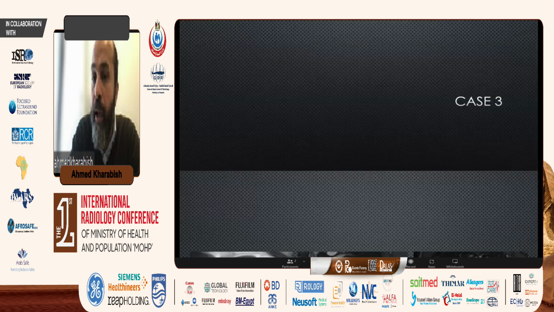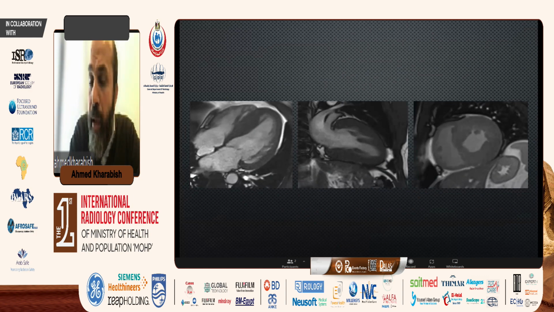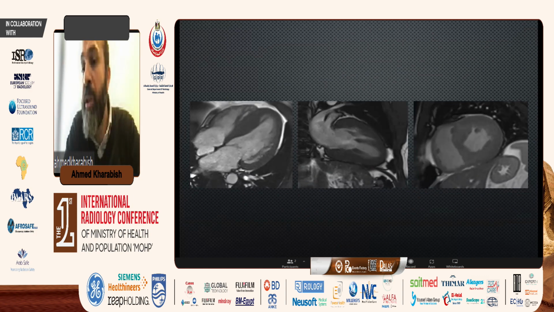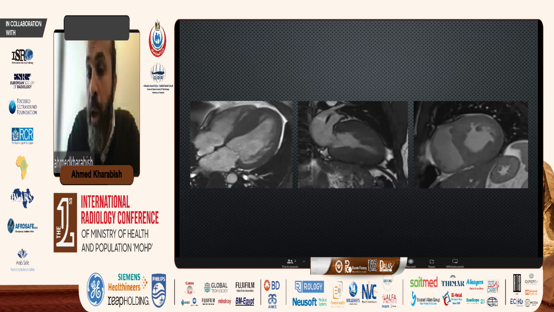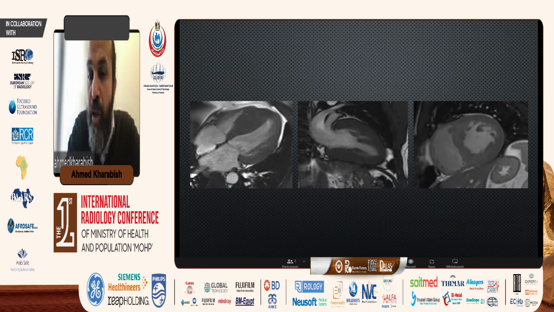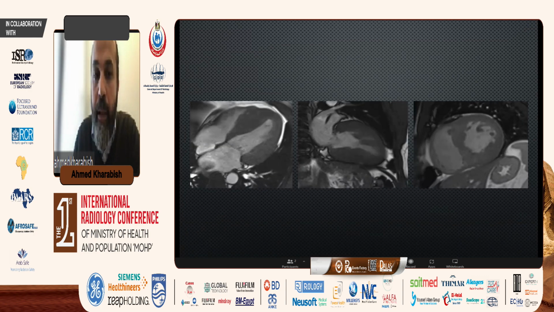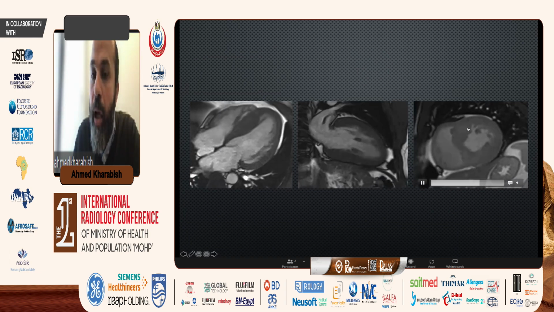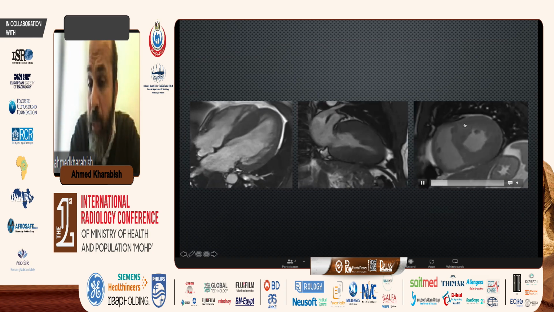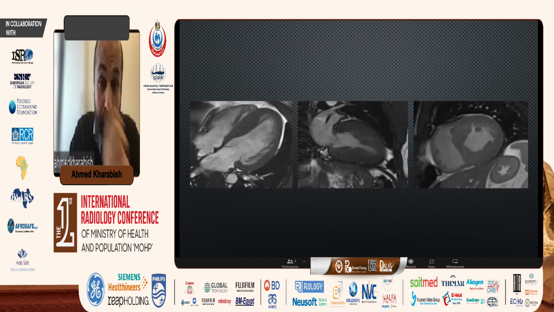Case 3 is again a subject who presented with some symptoms while exercising. MRI and echo and ECG changes showed abnormal changes. On MRI, there is the typical appearance of asymmetrical hypertrophy of the anteroseptum of HCM. So it was diagnosed as HCM.